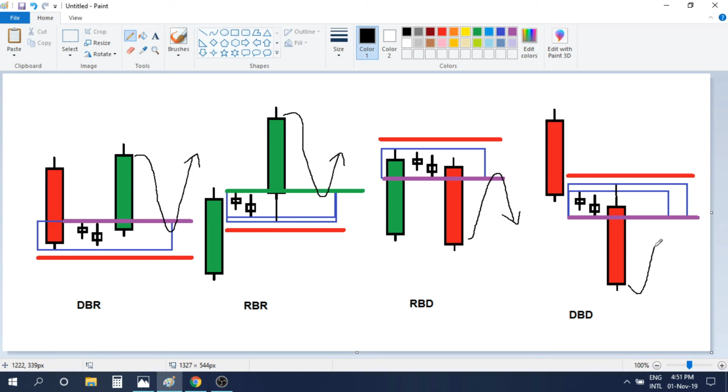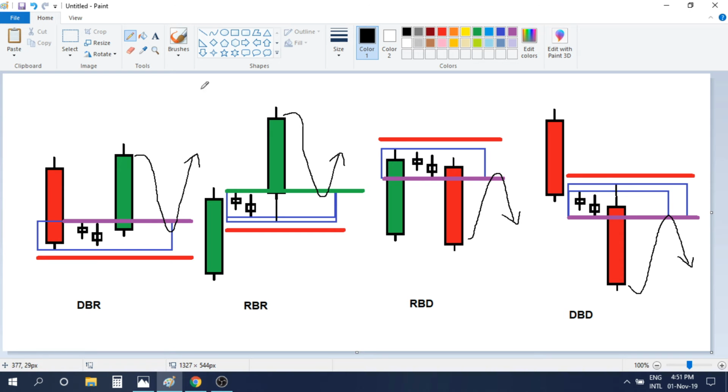Similarly, here it's a supply zone as well. We expect a fall from here, and therefore the stop loss line is just above this supply zone, drop base, just in case the zone fails. So this is how we mark the zones, and this is how we mark the entry and stop loss lines.